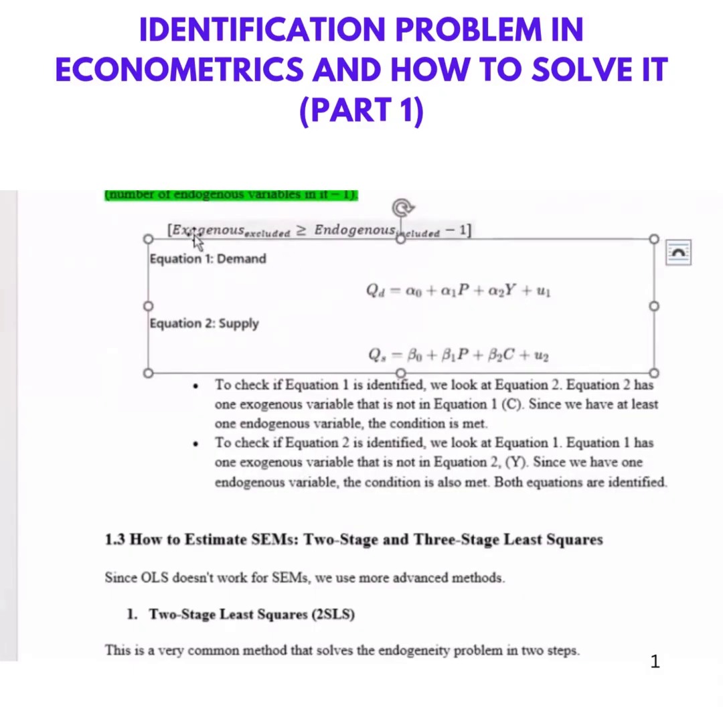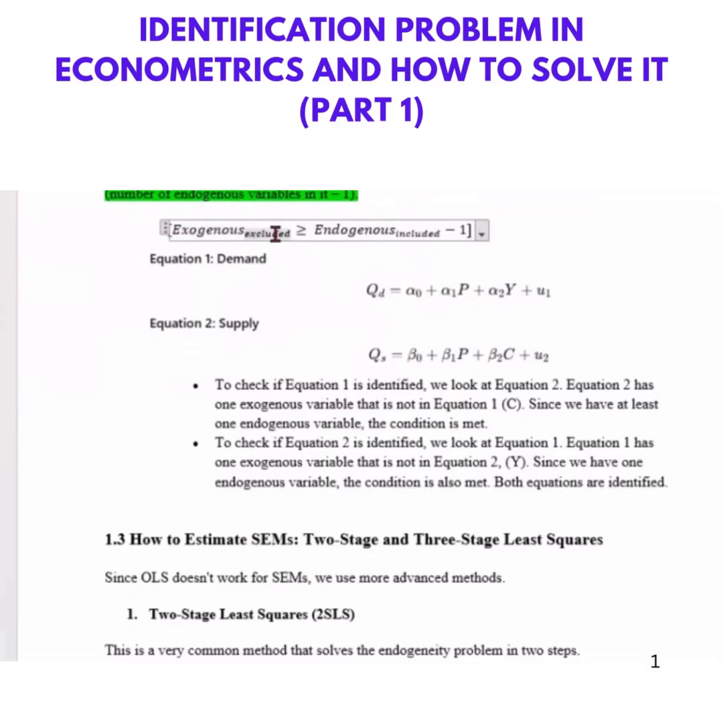So what we are saying is, to determine whether this first equation is identified, or whether we have all the information that we need, we look at the second equation. We are saying that the exogenous variable excluded in this first equation is C, simply because we don't have C here, right? So the exogenous variable excluded in the first equation is C. So in this case, we can just write 1. Exogenous variable excluded is 1.